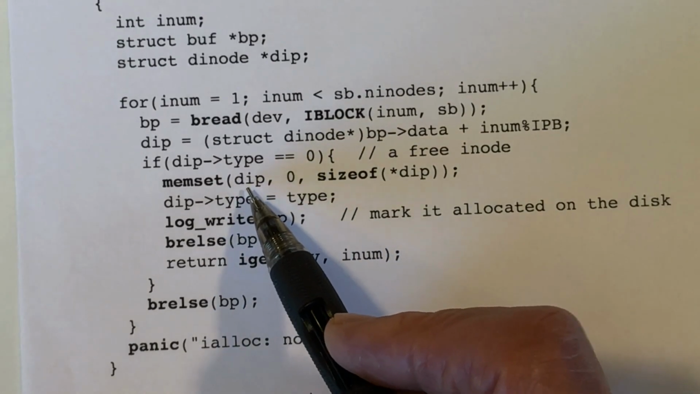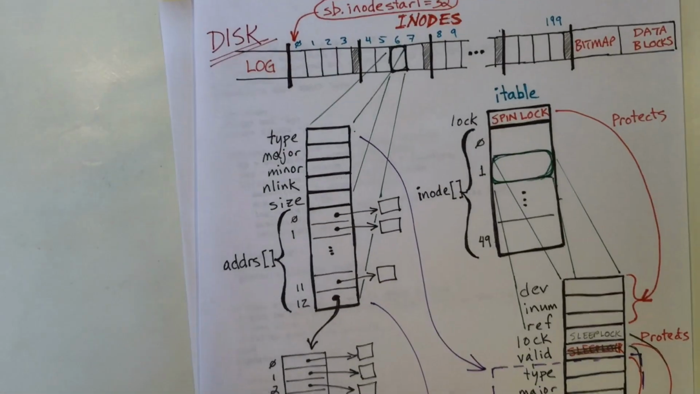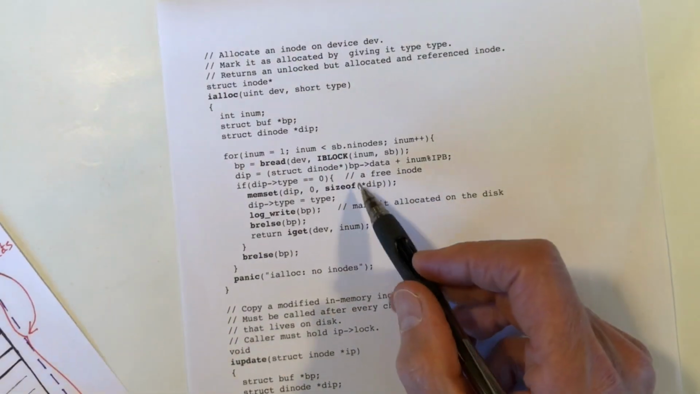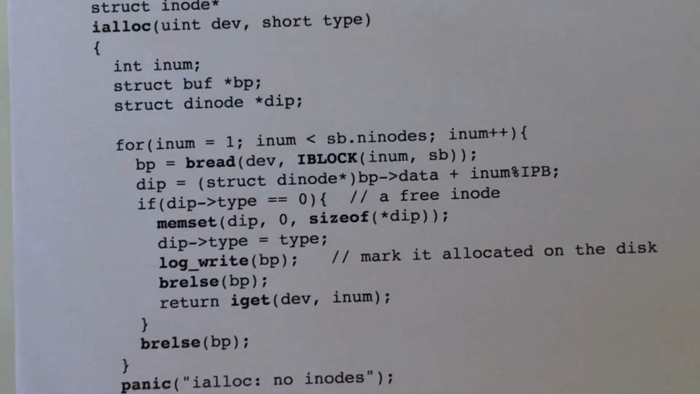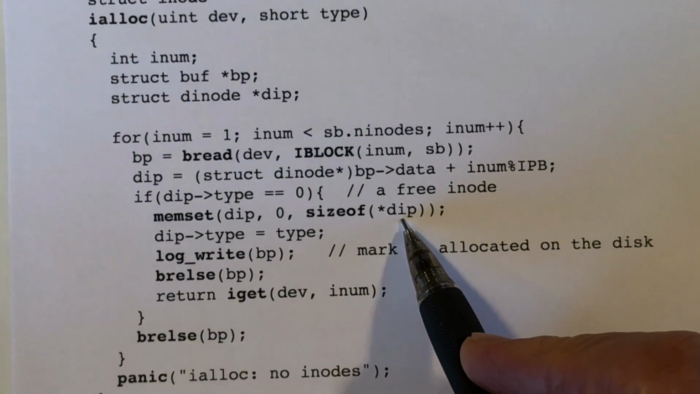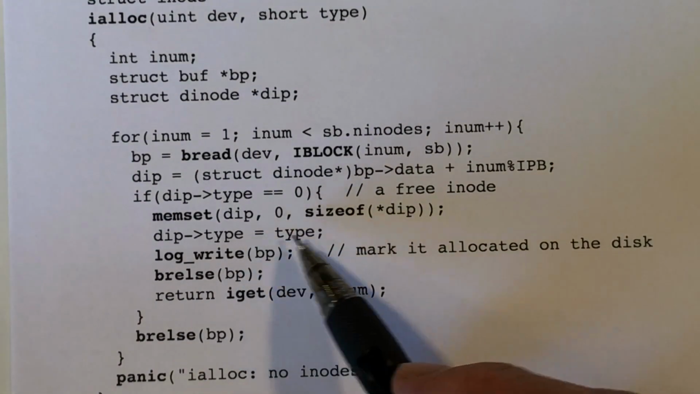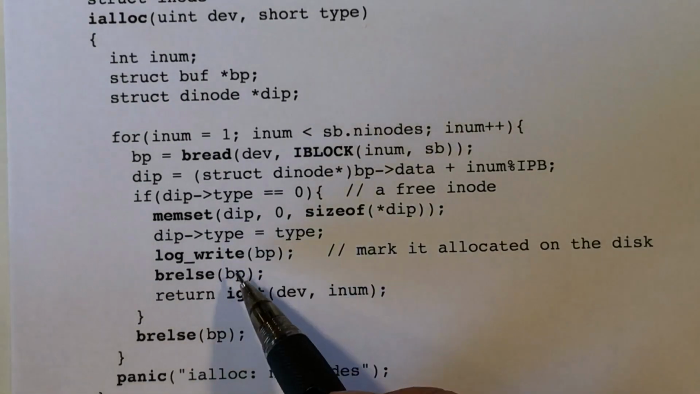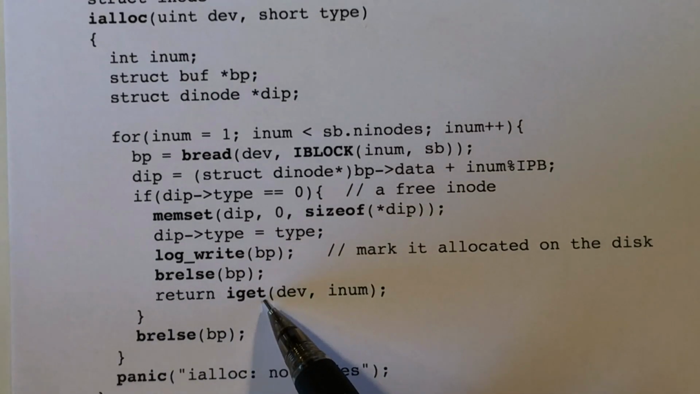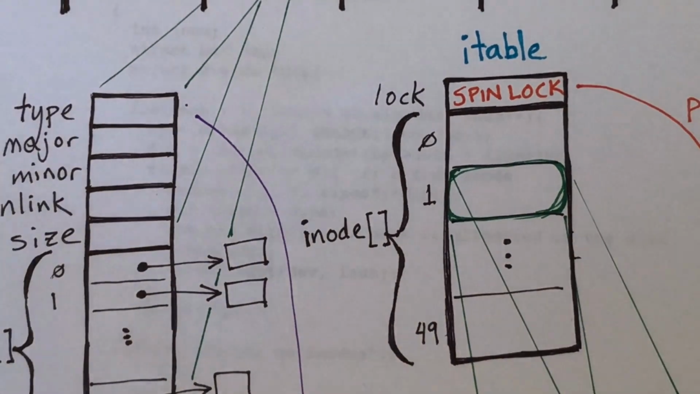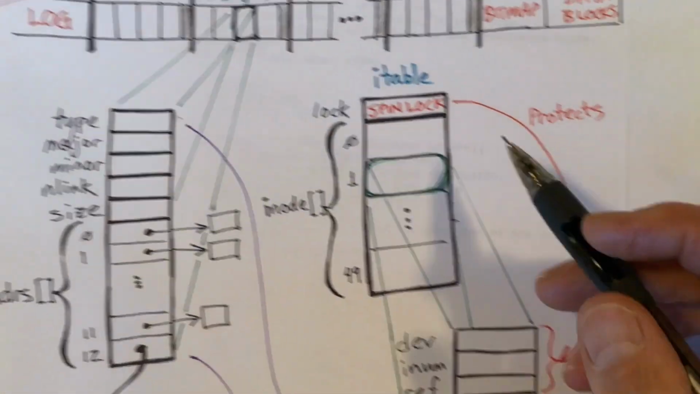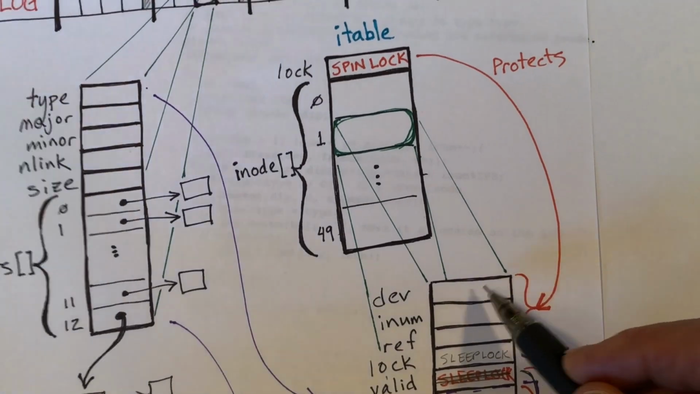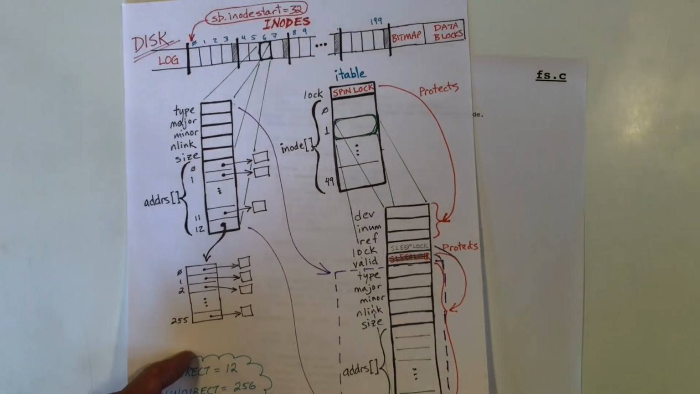Then what we're going to do here is zero out all the fields in the inode on disk. So we copy zeros into this buffer, and here we're doing that. This is the size of the inode on disk, and then we set the type field to whatever argument we were passed, and we write that buffer back to disk and release it. And now that we've got the inode updated on disk, we call iget, and iget will look through the cache and find an empty slot for this inode, and then it will fill in the device and I number, as well as setting the reference count to 1, and it will return a pointer to this in-memory cached version of the inode.